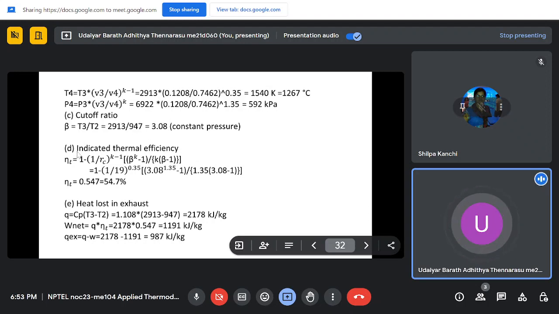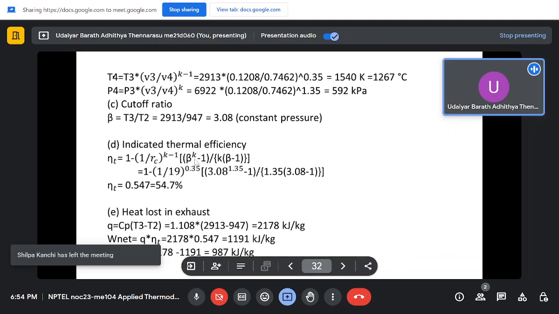Then we've been asked to calculate the indicated thermal efficiency. We know the diesel cycle efficiency formula, which is 1 minus 1 by RC raised to power k minus 1, into the bracket beta, where beta is the cutoff ratio which we calculated, beta raised to power k minus 1 divided by k into beta minus 1. We have already calculated the compression ratio, we know the k value, and we know the beta value. Substituting all that, we can find the indicated thermal efficiency, which will come out to be 54.7%.